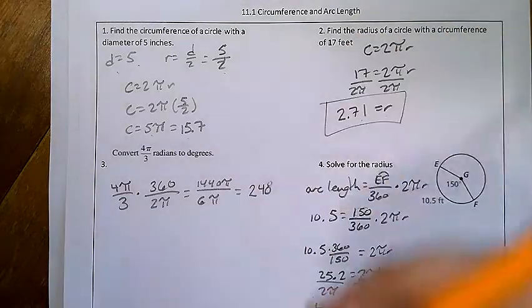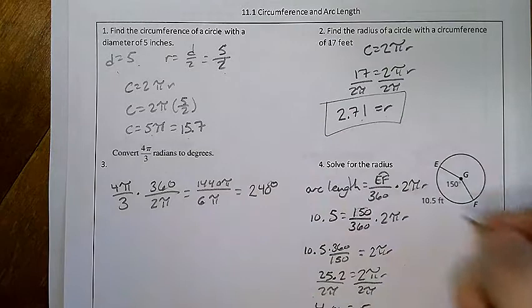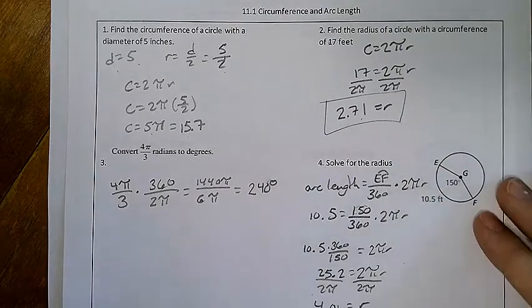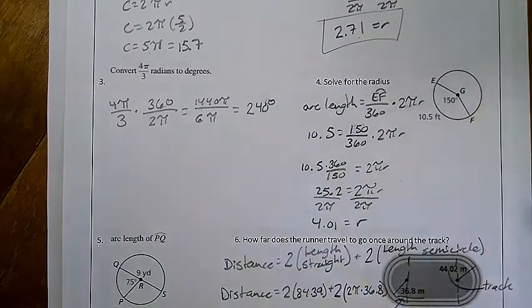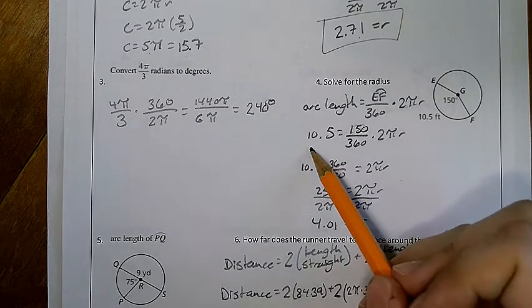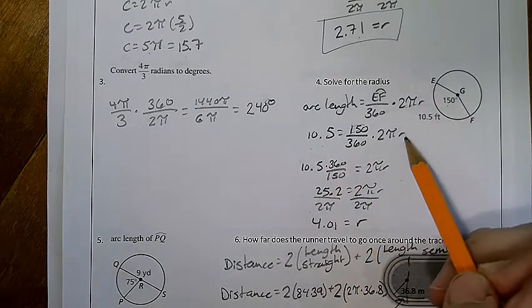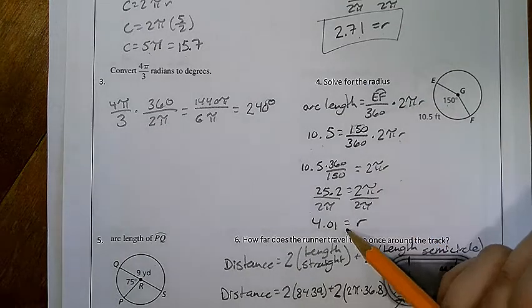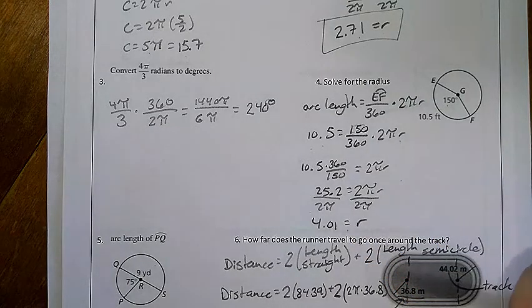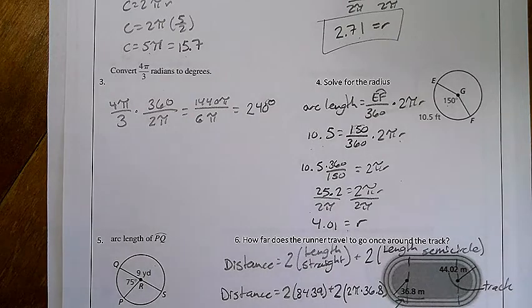Ooh, that looks like an 8, doesn't it? Sorry about that. There we go, 240 degrees. For number 4, you know the arc length is 10.5, so you plug it in. You know the central angle is 150, so you solve for r. So you should have gotten 4.01 for the radius.